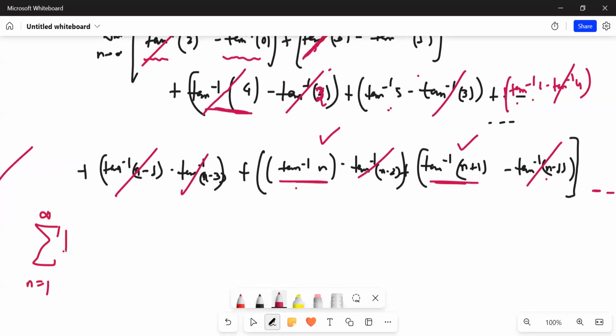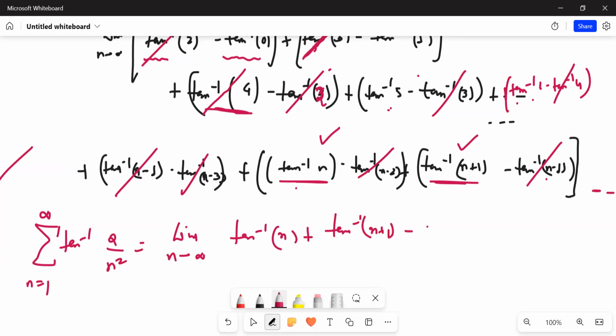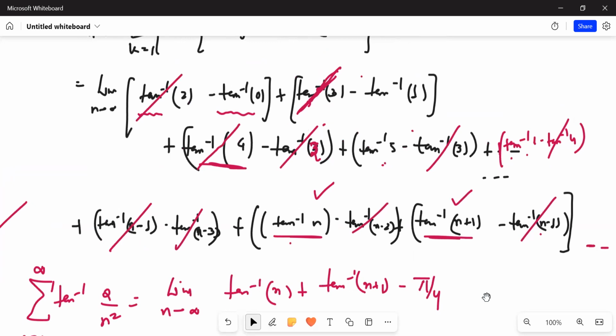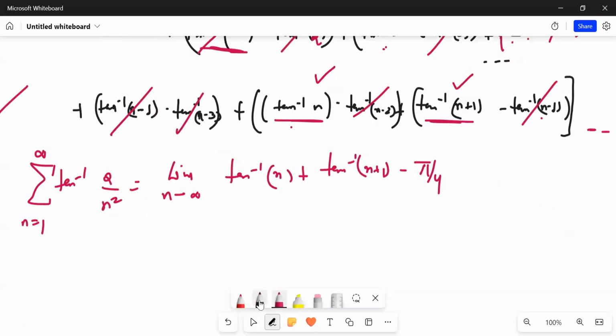So I'll write summation n equals 1 to infinity tan inverse of 2 upon n square, limit n tending to infinity. There is tan inverse of n which is surviving. Then there is tan inverse of n plus 1 which is surviving. And then there is minus pi upon 4 which is surviving because tan inverse 1 is pi by 4. So this would be equivalent to writing pi minus pi over 4, which is simply 3 pi over 4. So the sum of this difficult looking series is simply 3 pi by 4.